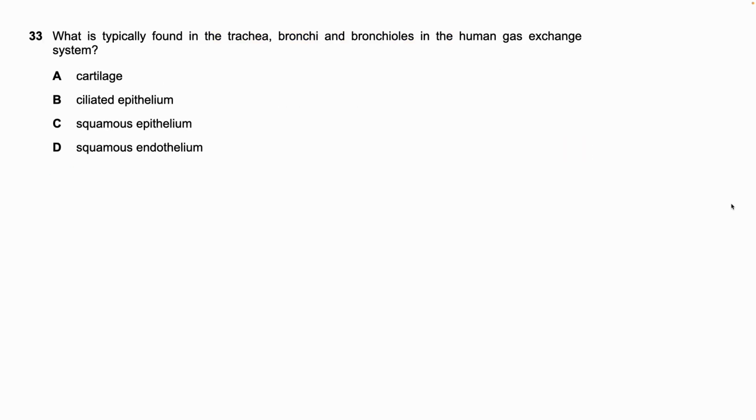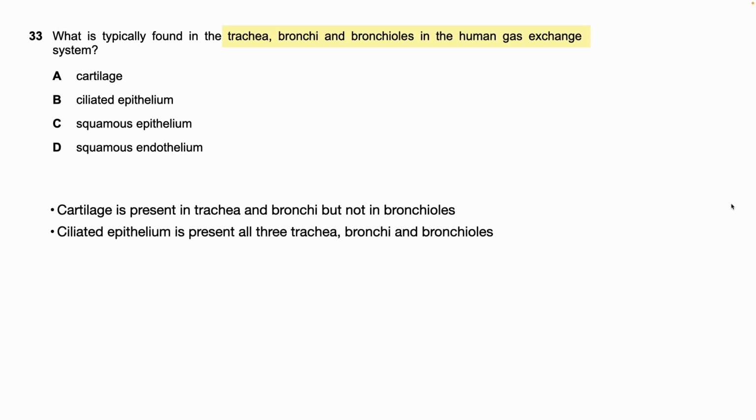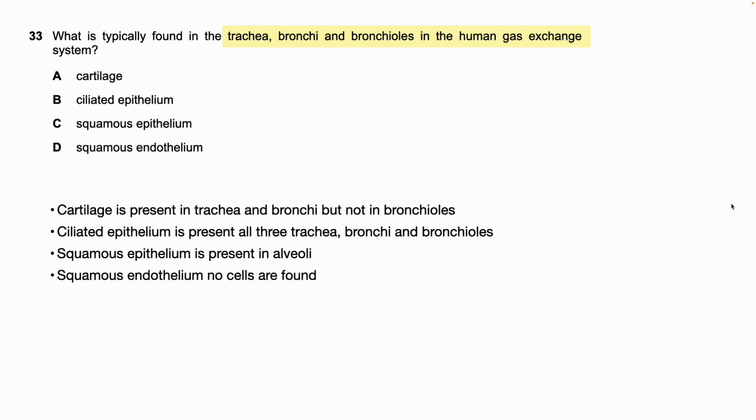Question 33. What is typically found in trachea, bronchi, bronchioles in the human gas exchange system? Cartilage, ciliated epithelium, squamous epithelium, squamous endothelium. Cartilage is present in trachea and bronchi but not in bronchioles. Ciliated epithelium cells are present in all three, trachea, bronchi and bronchioles. Squamous epithelium is present in alveoli, and squamous endothelium, no cells are found like that. So the correct option is B, ciliated epithelium.